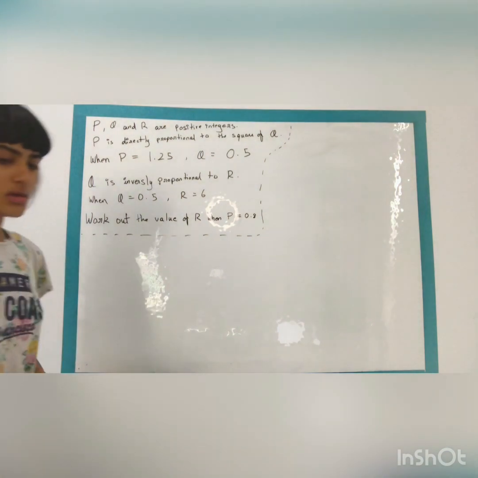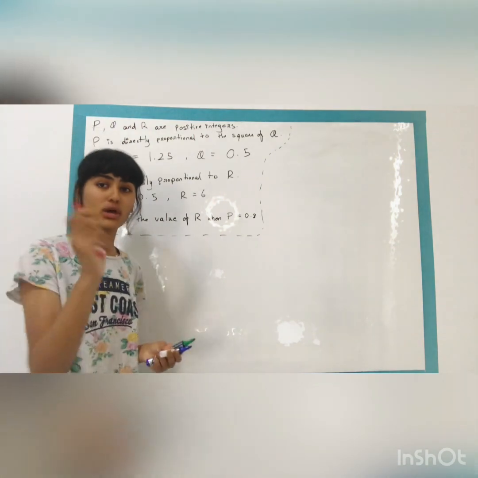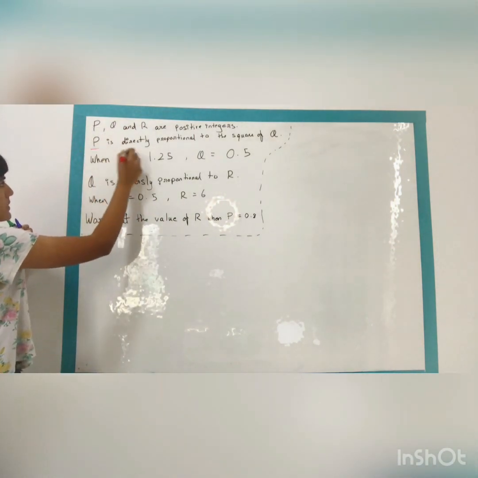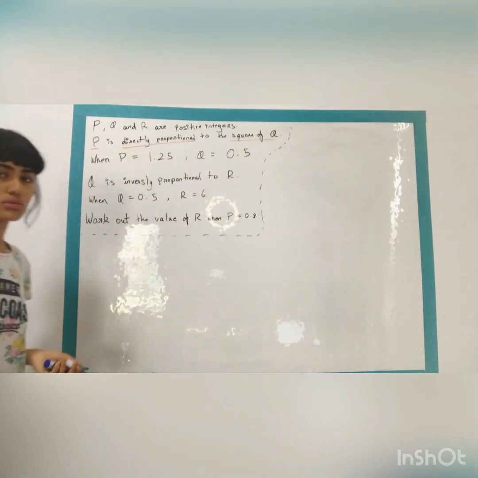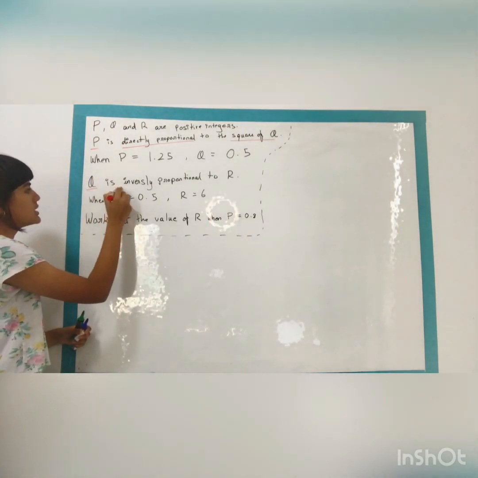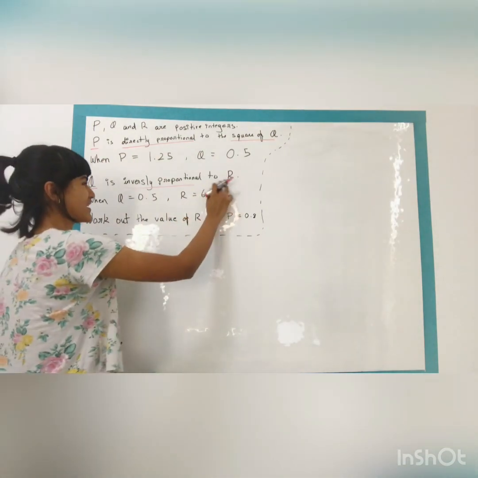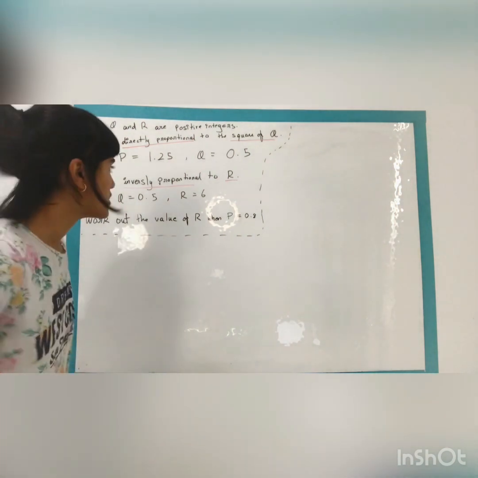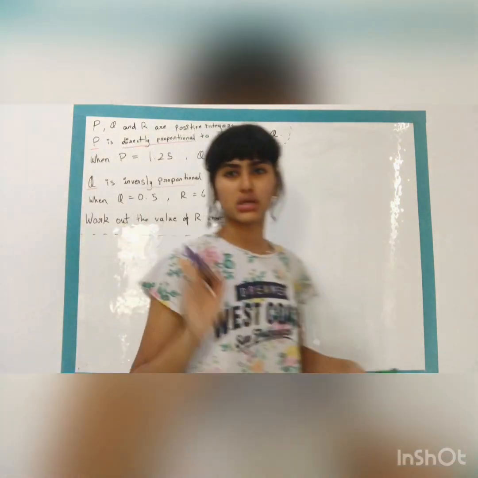Now, what I always like to do when I get questions with a lot of words is underline the important stuff. So we know that P is directly proportional to the square of Q. Now we also know Q is inversely proportional to R. We can ignore all of the rest. Let's just write down these equations.